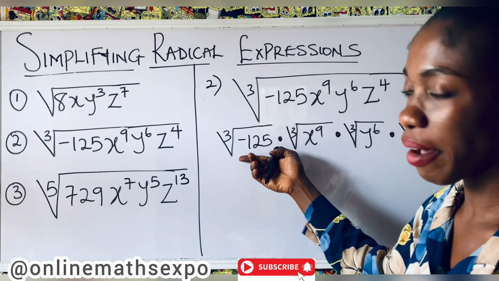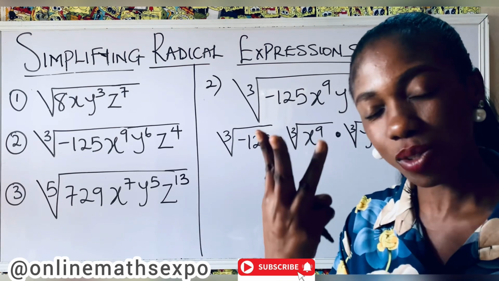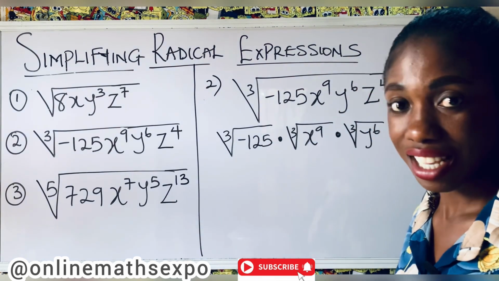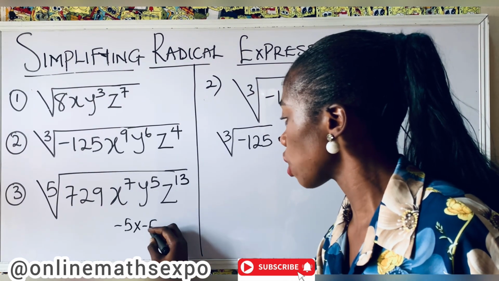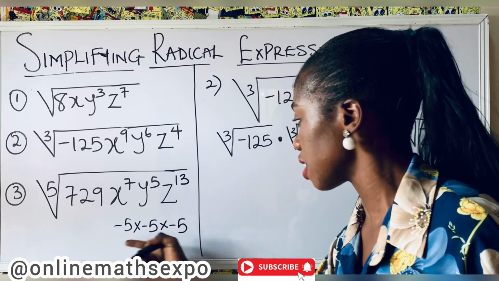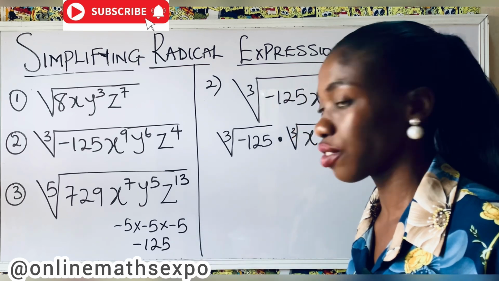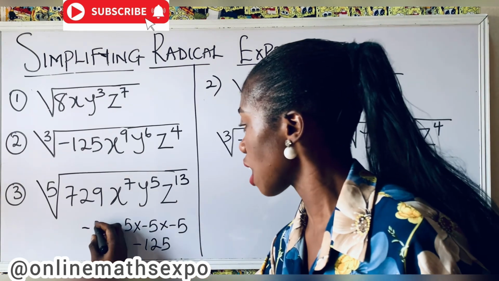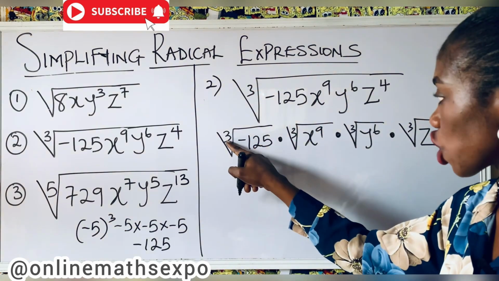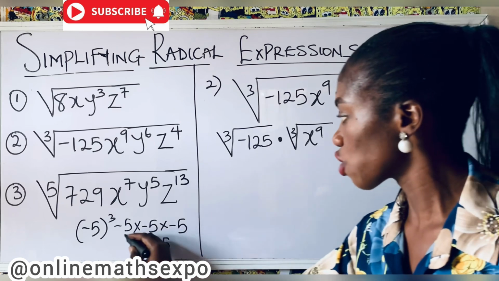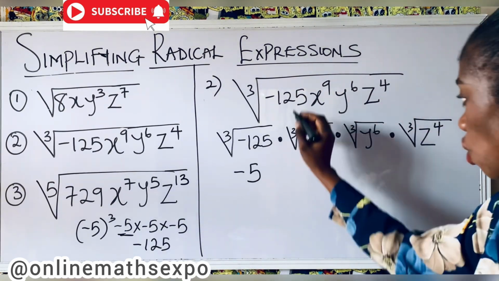Now, can we get a perfect cube in this negative 125? Are there 3 numbers we can multiply to give us this? There are, and they are negative 5 multiply negative 5 multiply negative 5. When you multiply this, it gives you negative 125. So it means this can be expressed as negative 5 to the 3rd power. So in this case, the cube root of this number is going to give us negative 5. Did you see that?